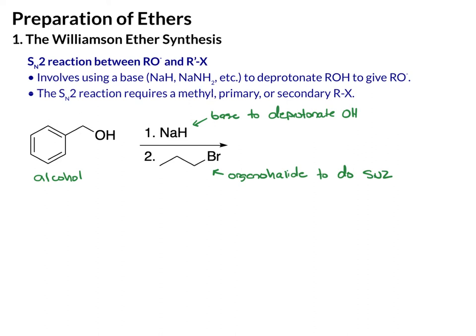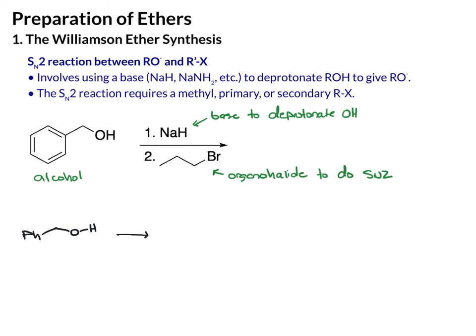And what we're going to do is just draw out the mechanism for this. So let's just start with our alcohol. And in fact, I'm going to abbreviate that ring as just a phenyl group to simplify it a little bit for us. So we have our OH. First thing we do is add the base, sodium hydride. Think about how you can simplify these reagents.